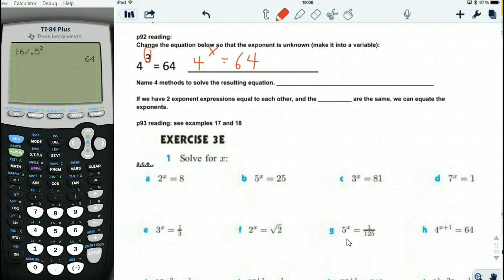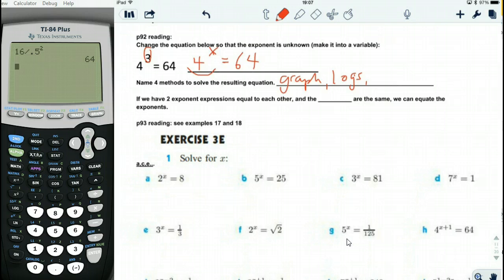Okay, so let's see if we can think of 4. One would be graphing it. If we graph 4 to the x, then we could figure out when it's equal to 64, and then we could figure out x. That would be one, so graphing. And then there would also be, I'm sure you've used logarithms before. Logarithms are a way of taking an unknown in the exponent like this and solving for it. So that would be another way, logs.